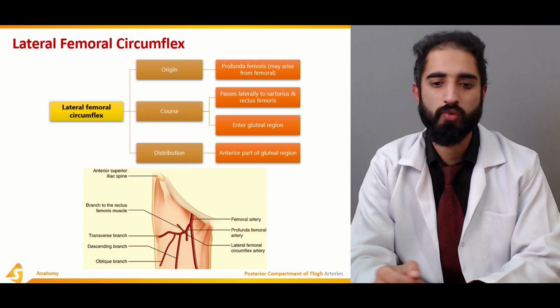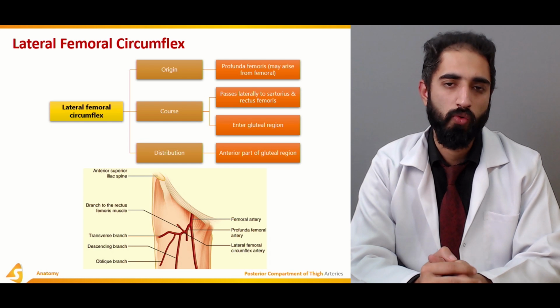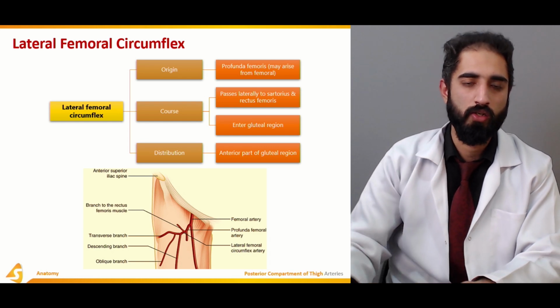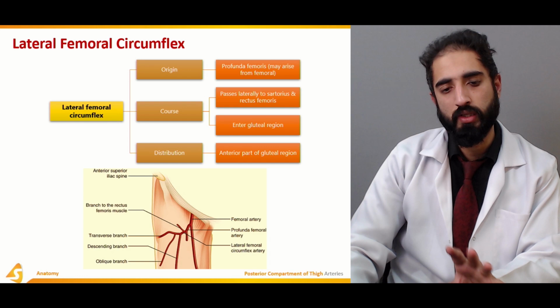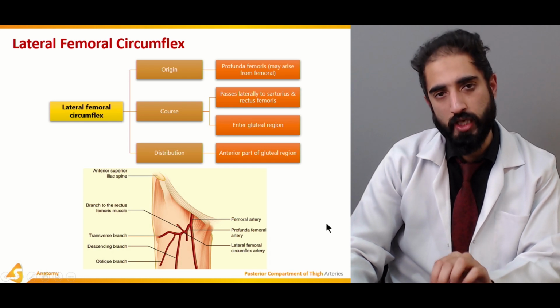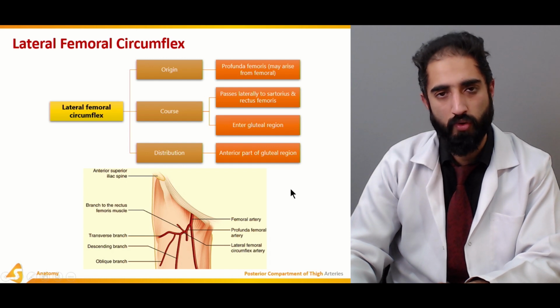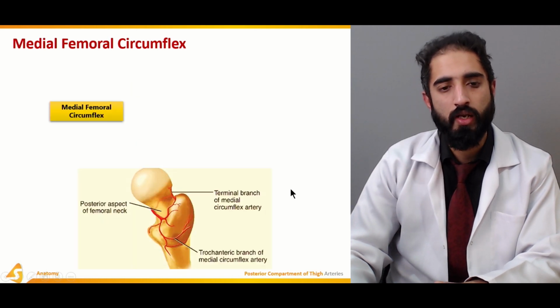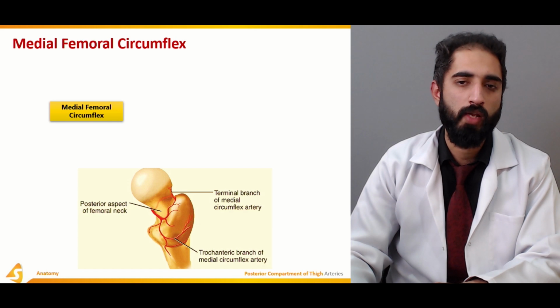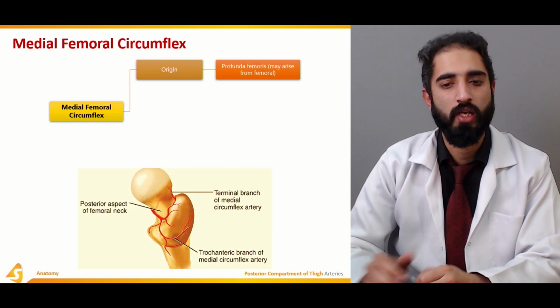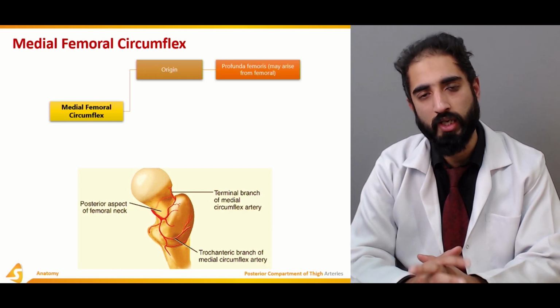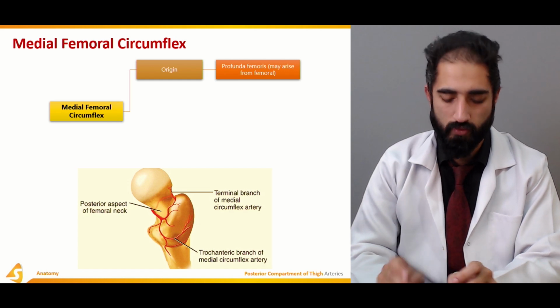The distribution is to the anterior part of the gluteal region, and thus it does not supply the muscles of the posterior aspect of the thigh, but it is actually involving the gluteal region, so it was important to discuss it in this region. Now, talking about the medial femoral circumflex artery, the origin is once again from the profunda femoris artery, but once again may arise directly from the femoral artery as well.